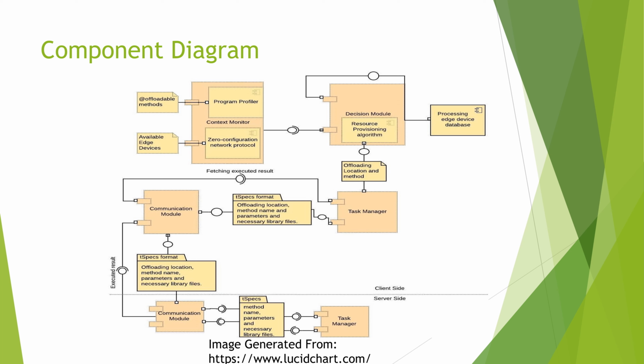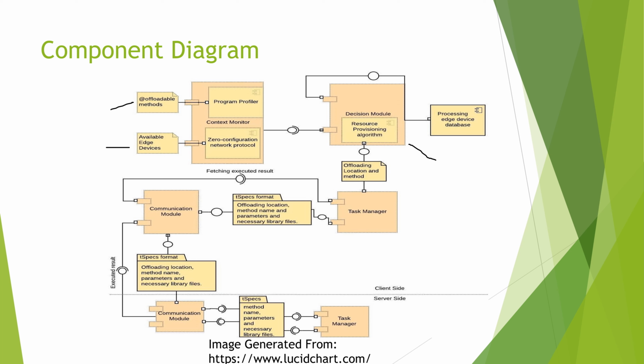The framework is first explained in the context of the UML diagrams, after which the overview of the framework is explained. There are four major modules in the framework, two of them being replicated on the server side. The program profiler fetches the offloadable methods during runtime using Java reflection. Zero configuration networking protocol is used to introspect the available edge devices, and the results, the IP address along with the offloadable methods, are sent to the decision module. The resource provisioning algorithm in the decision module finds the potential candidate for offloading based on the input provided by the context monitor and the strategy used in the algorithm.